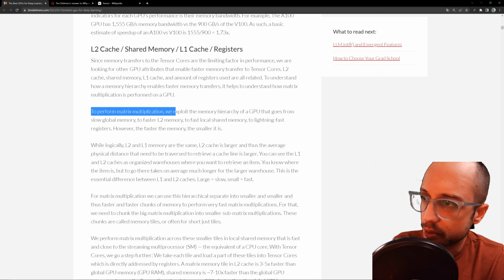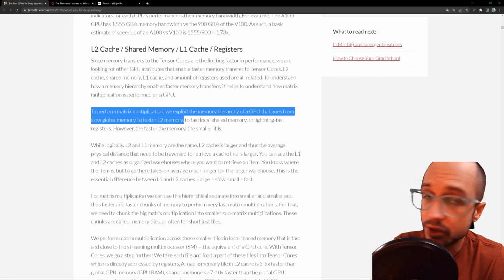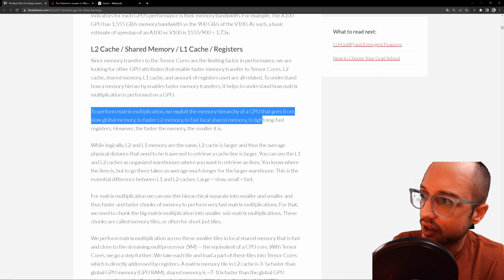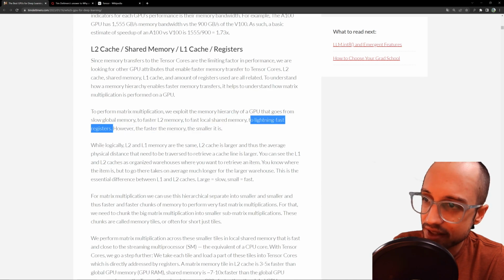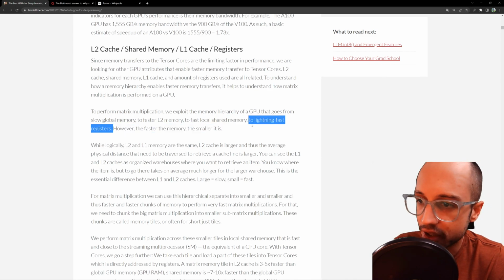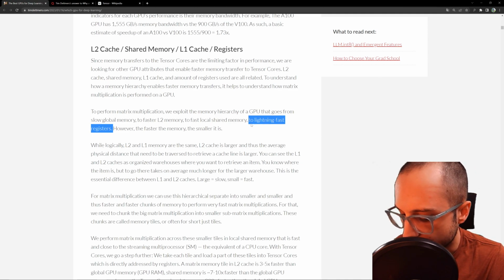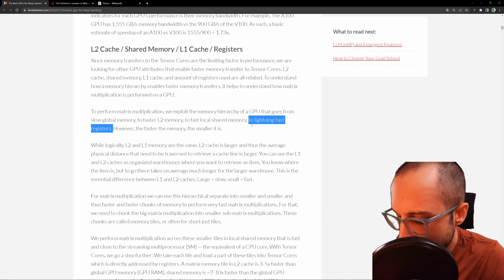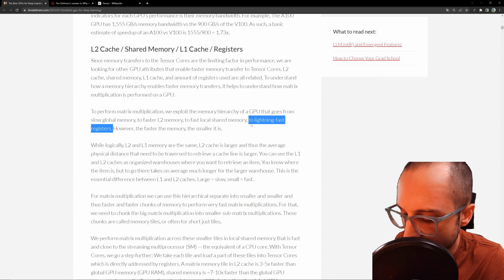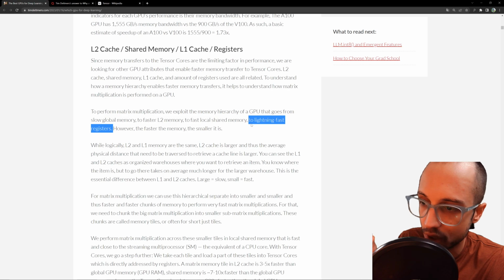To perform matrix multiplication, we exploit the memory hierarchy of a GPU that goes from slow global memory to faster L2 memory, to fast local shared memory, to lightning fast registers. So registers are the fastest type of memory, and at the end of the day, these are tiny little silicon atoms, right? Like little tiny pieces of metal. You want to think of it in your head that have either a charge or no charge, and that's what a bit is, right?